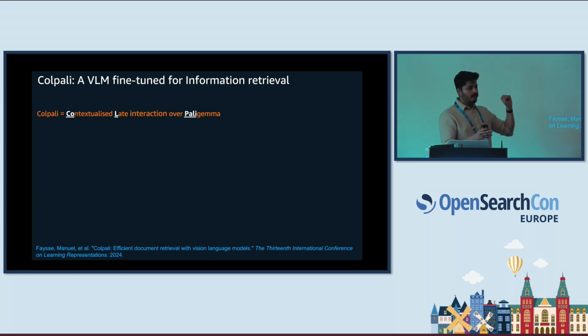They took that PaliGemma model and fine-tuned it so that it can provide embeddings for your information retrieval use case. So, taking all the vision understanding capabilities of a great model and fine-tuning it as a bi-encoder model so that it can provide embeddings for your documents and images. That's the overall idea of ColPali. If we expand ColPali, it stands for contextualized late interaction over PaliGemma.